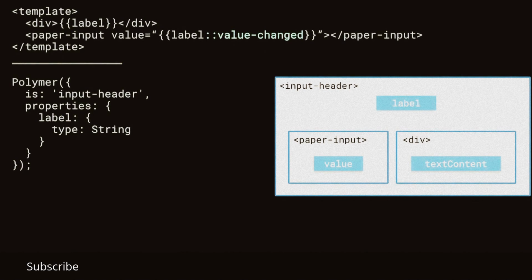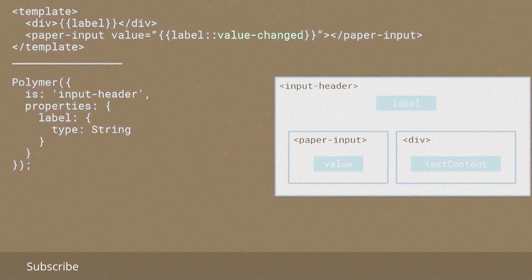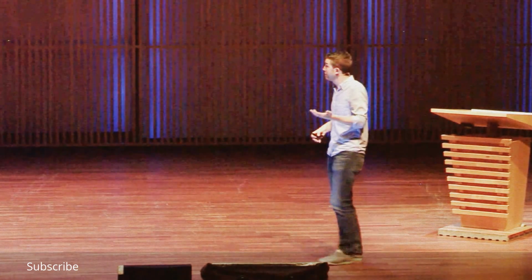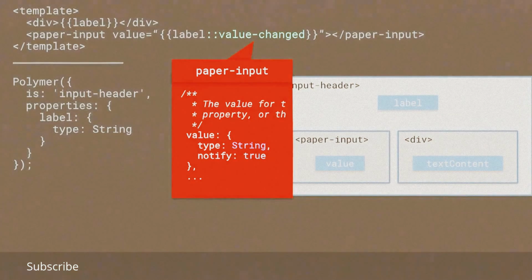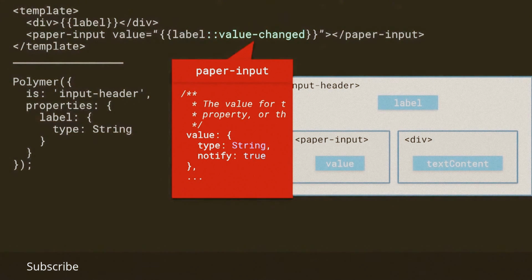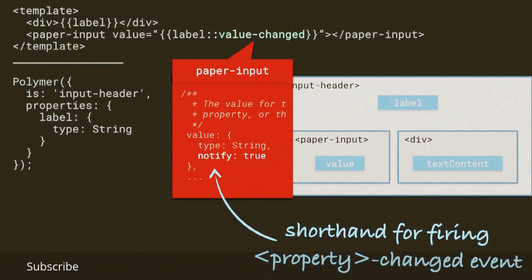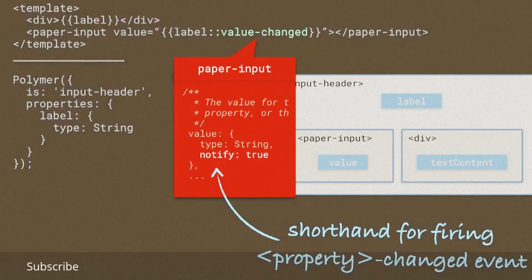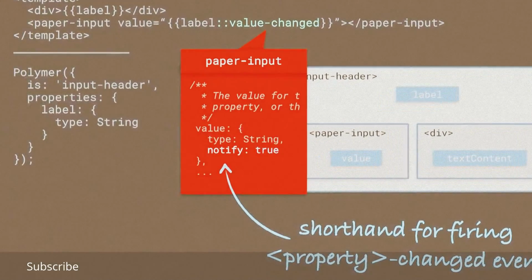And that's because if we go to the API documentation for paper input, its value property fires an event called value changed when it changes. And this is actually another part of Polymer's shorthand. It's sugar for helping you do this really quickly. If we look at the implementation of paper input, when it declares its value property, it can just put this notify true flag on. And that's just shorthand for saying, when the value on the host changes, fire an event so that anyone who's using me knows that my value changed.